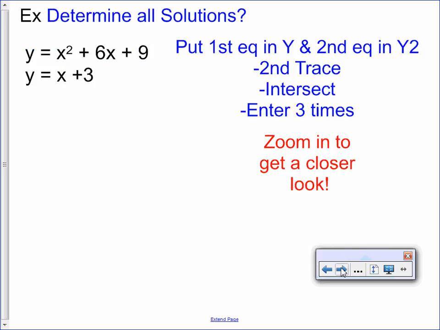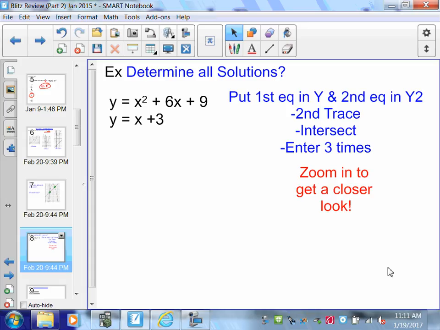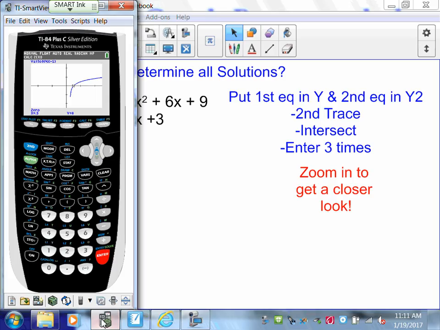Here we go. To find this one, this is actually a lot easier. If it's 2 equations, just go onto your calculator and type the first equation in y1 and the second equation in y2. So, let me clear it out. x squared plus 6x plus 9. And the second one is x plus 3.